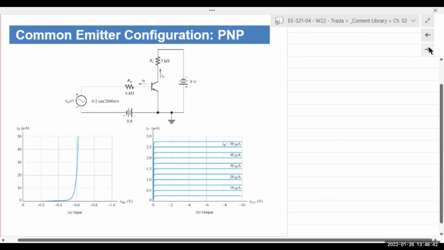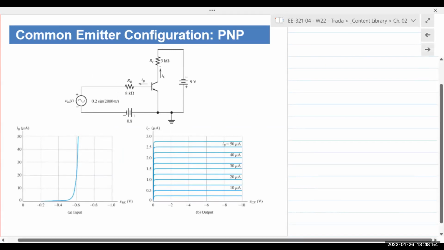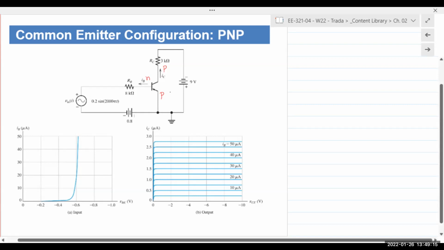Common emitter configuration for PNP, similar to the NPN transistor. You have two power supplies, but now look at the polarities. Polarities are now reversed, right? You got a PNP transistor. So if you want to reverse bias the junction, you have to flip the voltage source, right? In order to reverse bias this junction. And then right here, this is forward bias. So again, no change in operation.